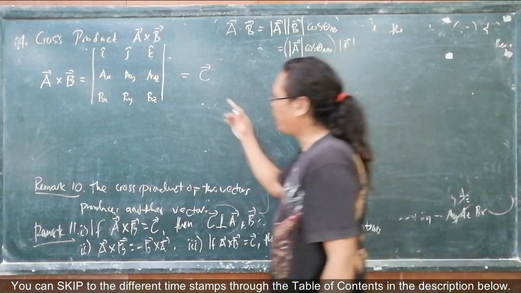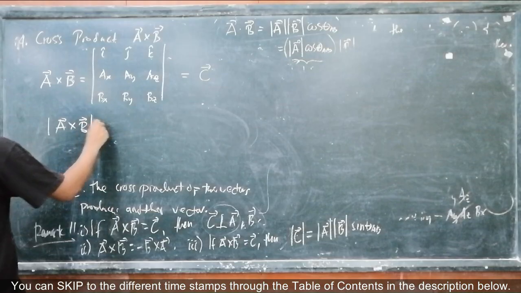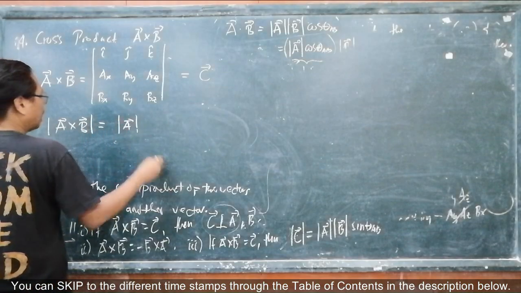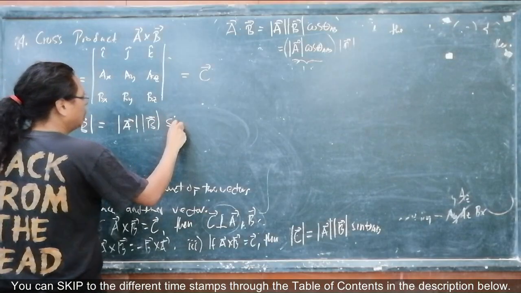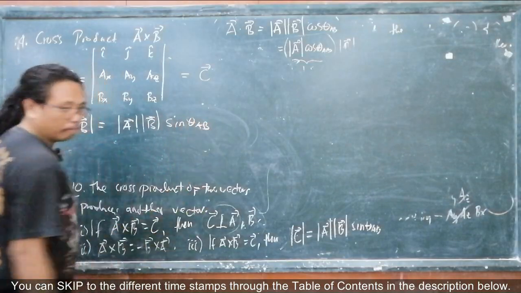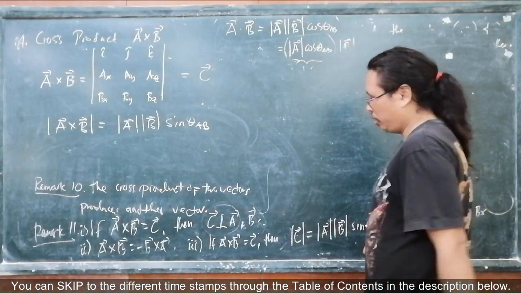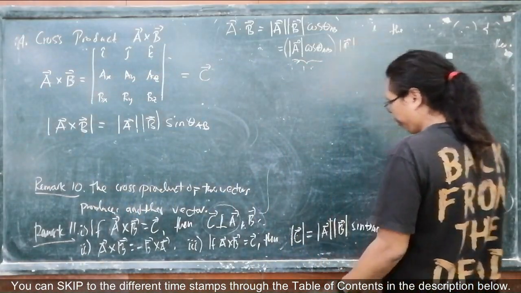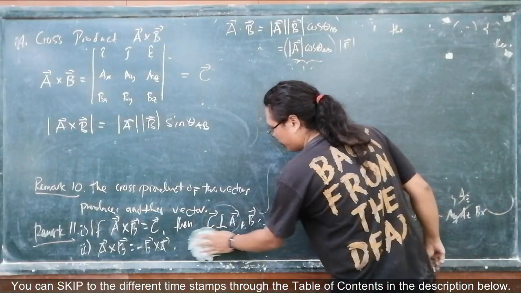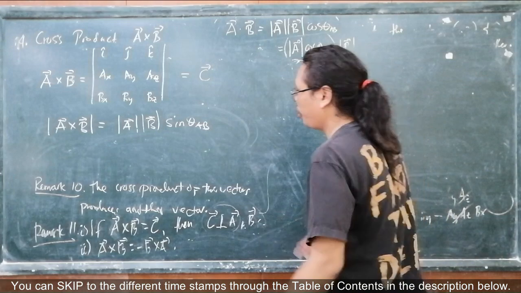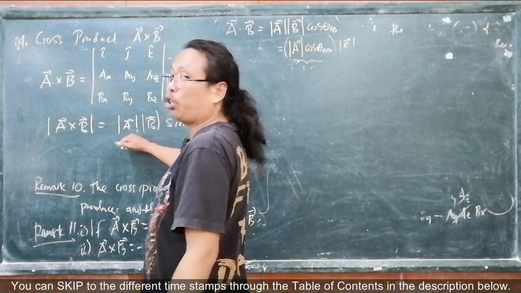In fact, here I can define the magnitude of A cross B as the magnitude of A times the magnitude of B times sine of the angle between them. From here, I'll put that as a remark. Or maybe it's not a remark; let's just remove this one from the remarks. It's just part of the definition. This is the magnitude of the cross product.